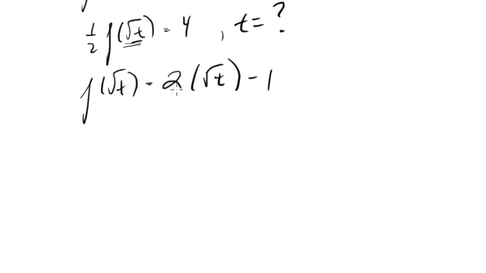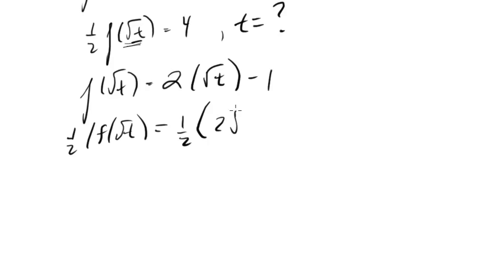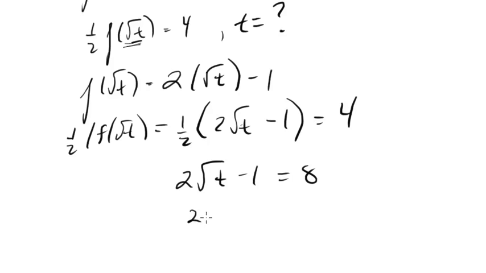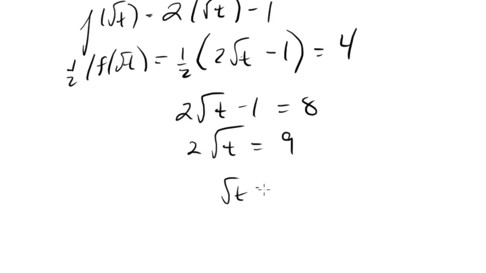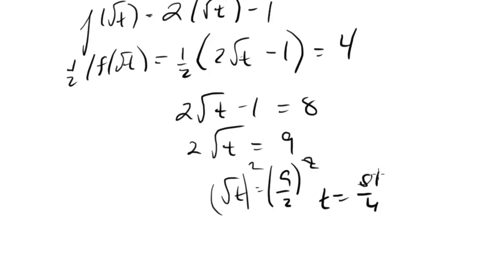Then we know that 1/2 of f of root t is just going to be 1/2 of this whole guy. That equals 4. All right, well let's multiply both sides by 2 to get rid of the half. We get 2 root t minus 1 equals 8. 2 root t equals 9, just adding 1 to both sides. Root t equals 9 over 2. Square both sides. We get t equals 81 over 4. And that is choice E.